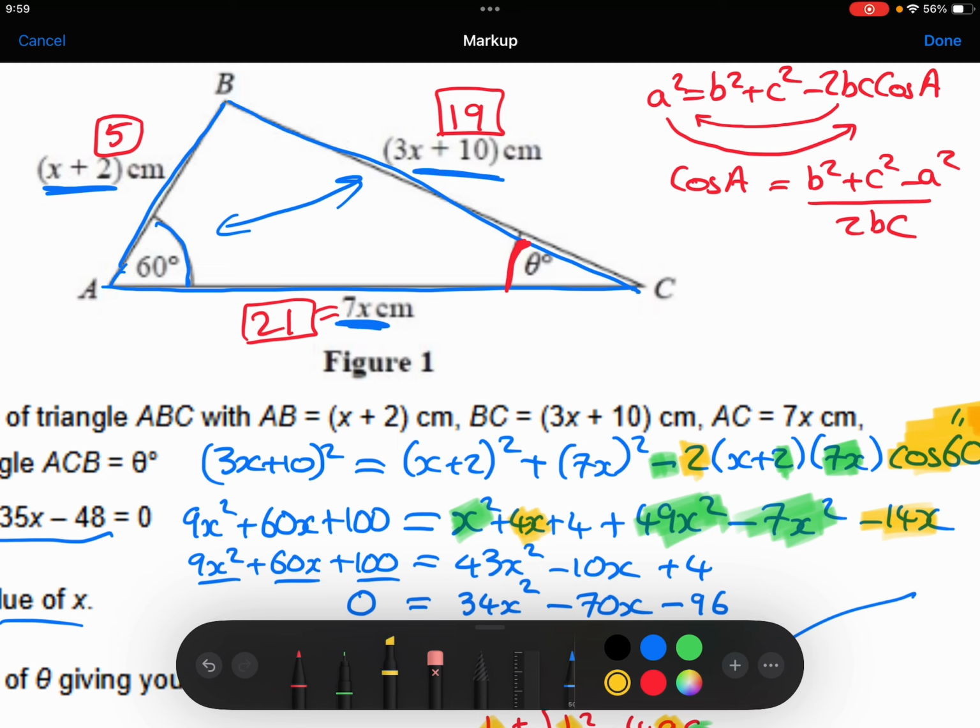Remember, the important thing about this is that the side a is the one that's opposite the angle that we're trying to work out. So in this case, we're trying to work out theta. The side opposite that is the 5. The b and the c don't really matter. So my b is going to be the 21, my c is going to be the 19, but the a has to be the 5.